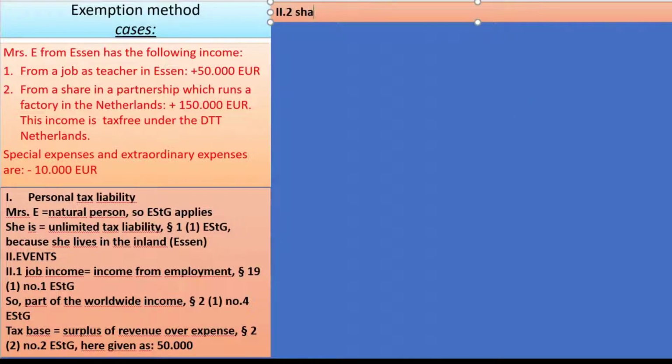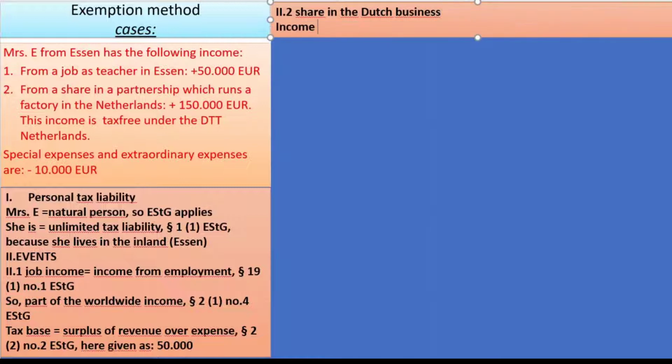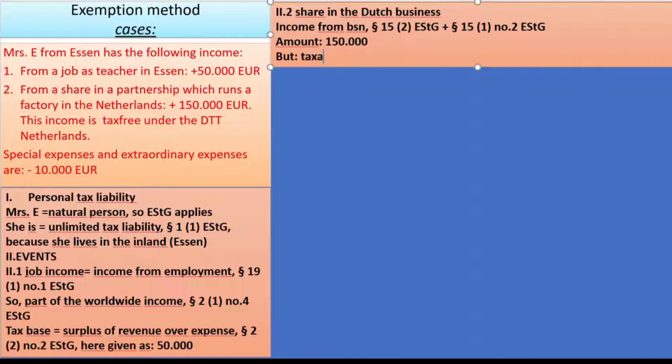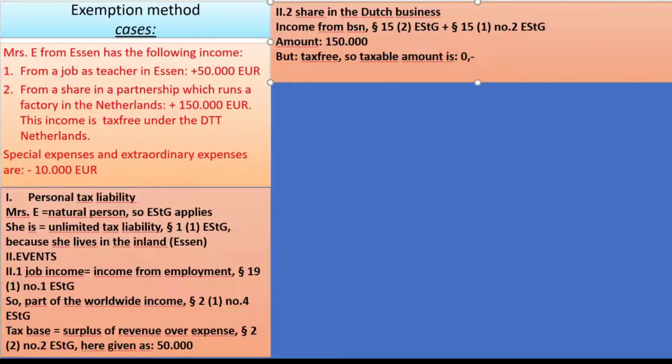Now 2.2, the share in the Dutch business. That's income from business. 15.2 says what the business is, and 15.1 number 2 says if you are one of the partners in a partnership which runs the business, you have to pay taxes for your share in the profit. So the taxable amount is here 150,000, but tax-free. So taxable amount is 0. Is it relevant for the progression?